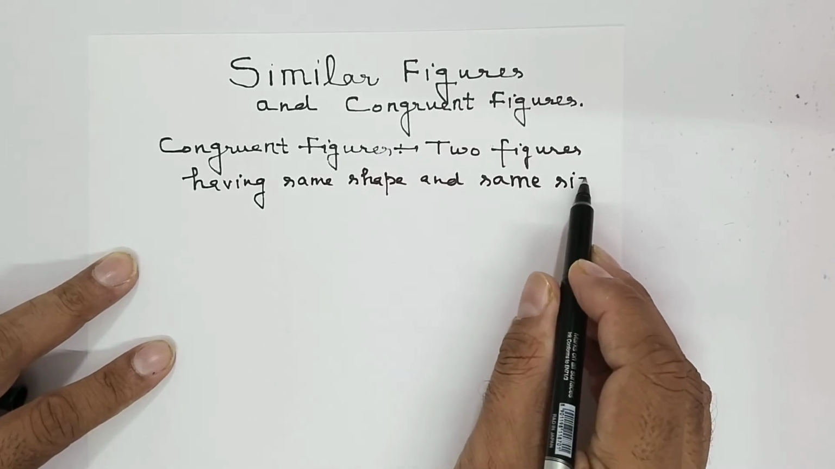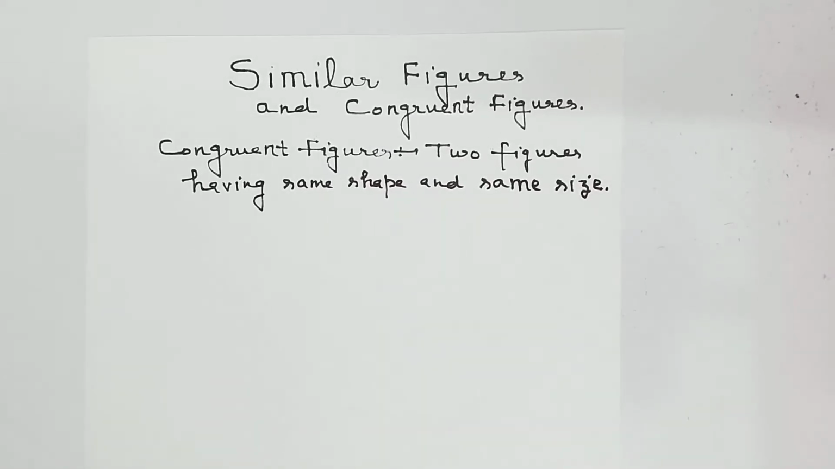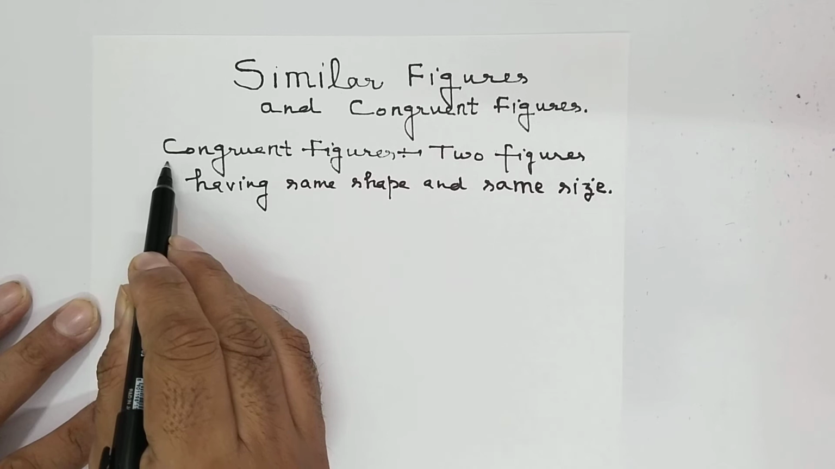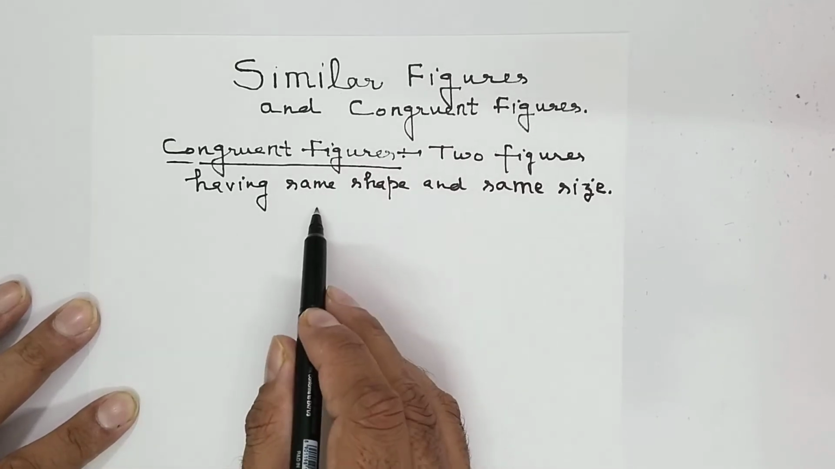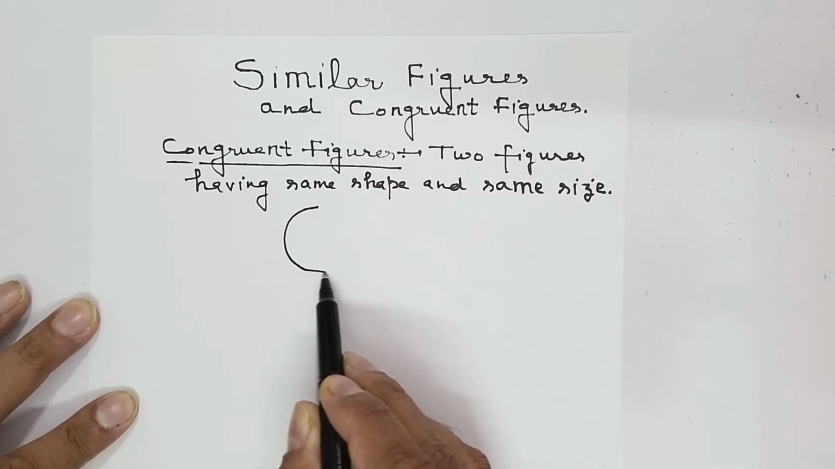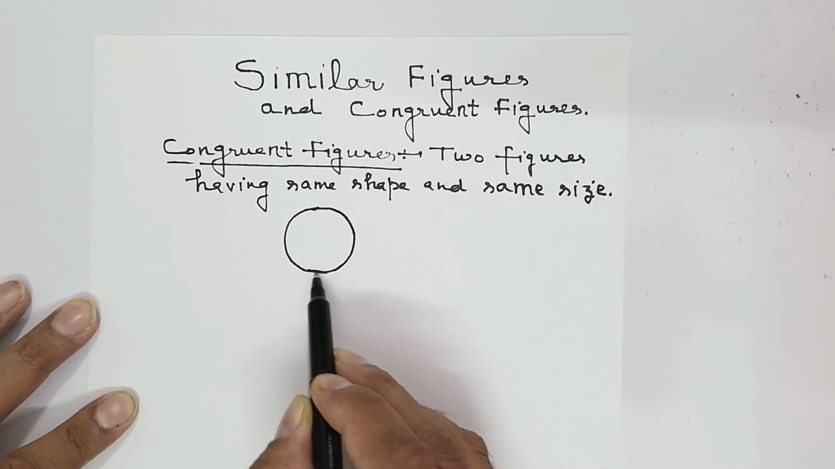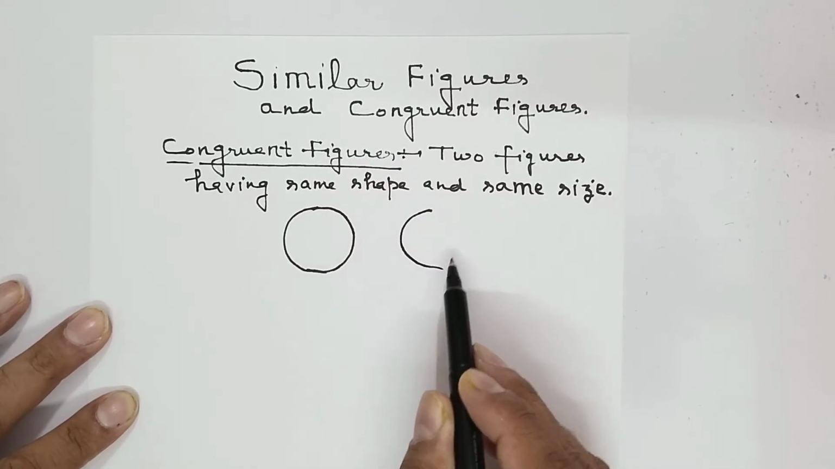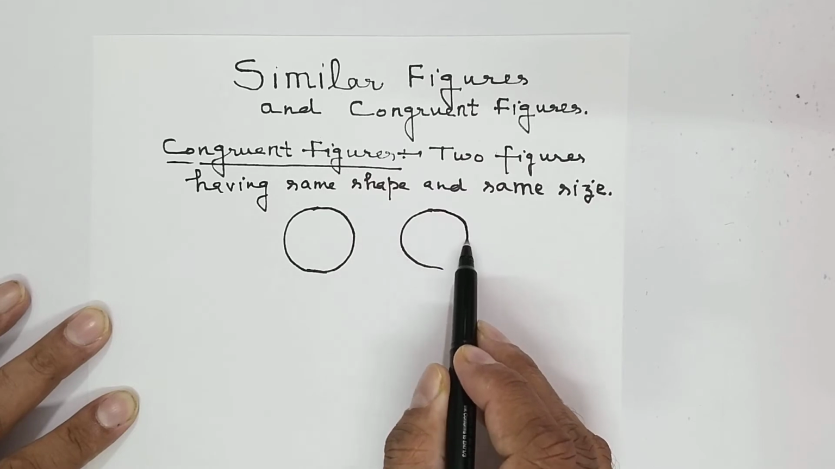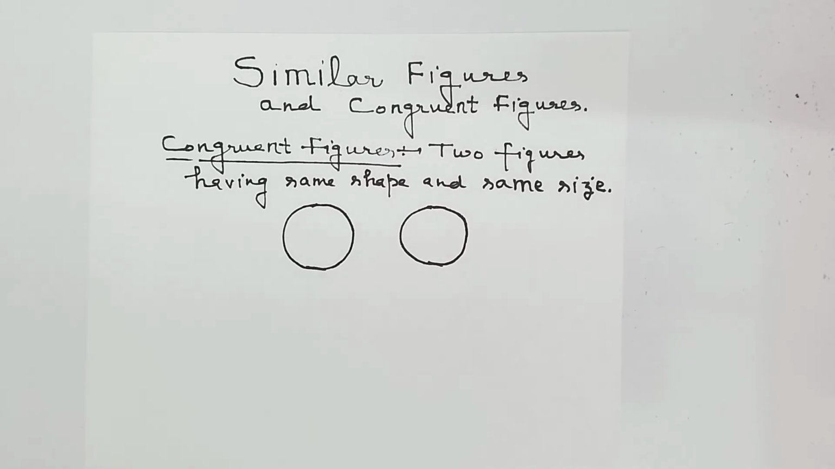Suppose I talk about two circles and both the circles have radius 3 centimeter. So those two circles will be congruent. Suppose I draw one circle like this of a radius 2 centimeter and I draw another circle and it is also having radius 2 centimeter. So both these circles will be congruent.